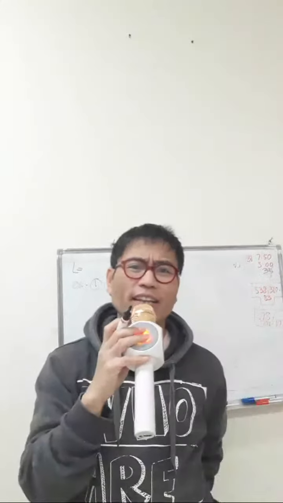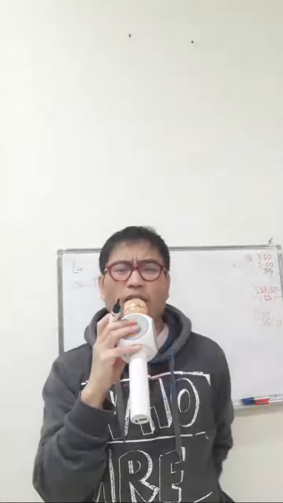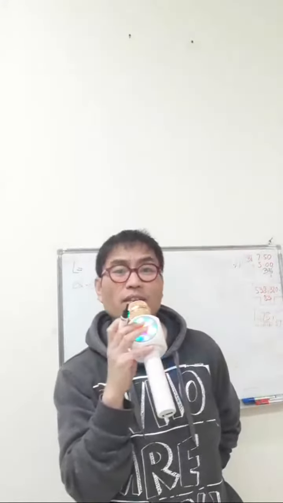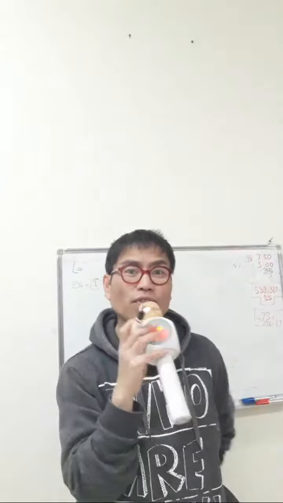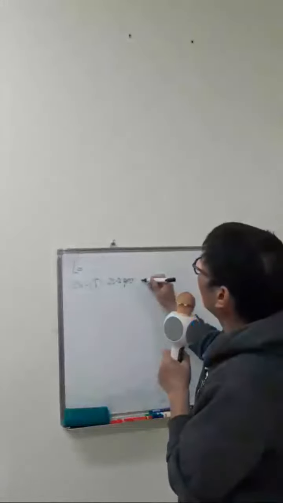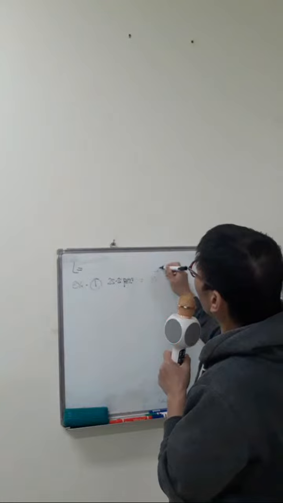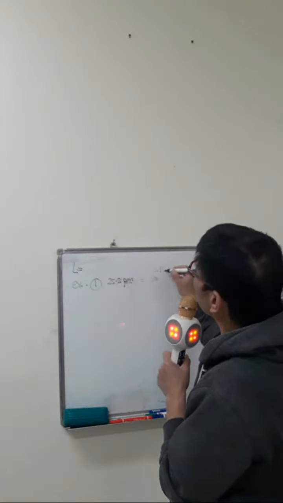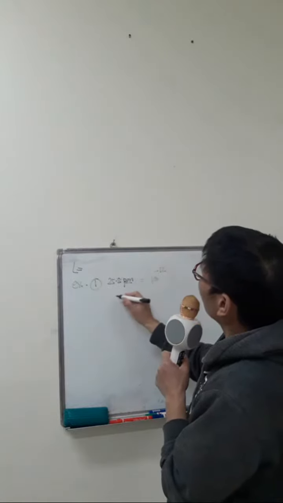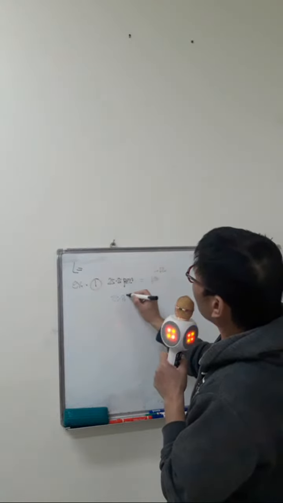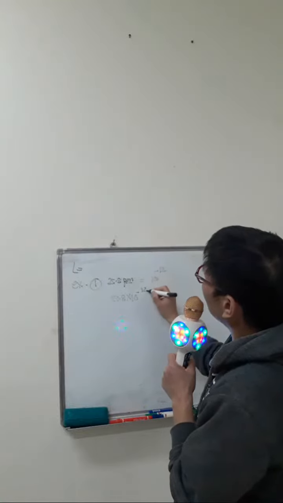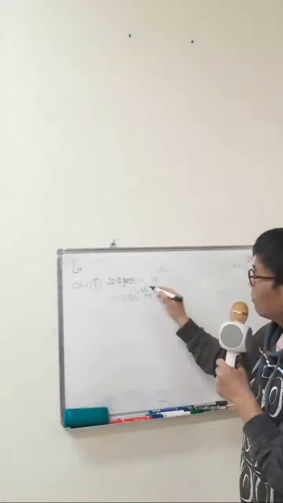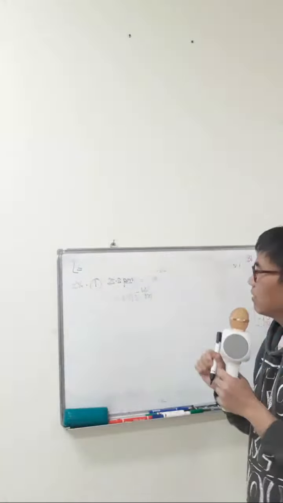Is it positive or negative? Remember. Positive or negative? This is negative. So this is 10 to the negative 12. So we need to say this is 25.8 times 10 to the negative 12 meter. So this 10 to the negative 12 is the pico.